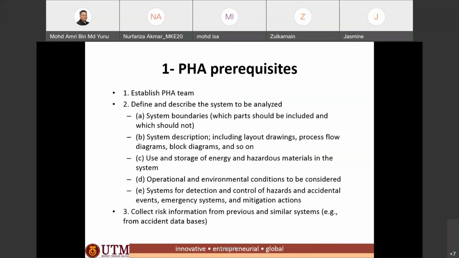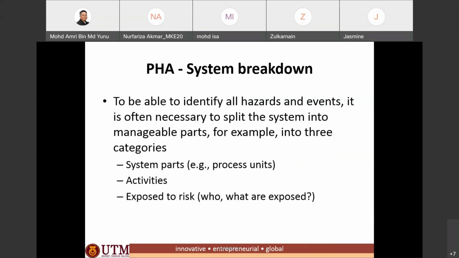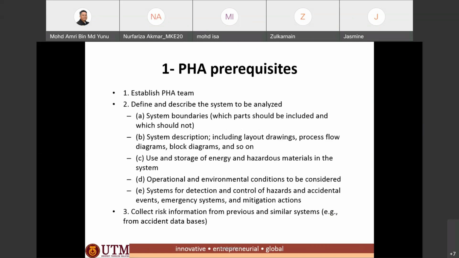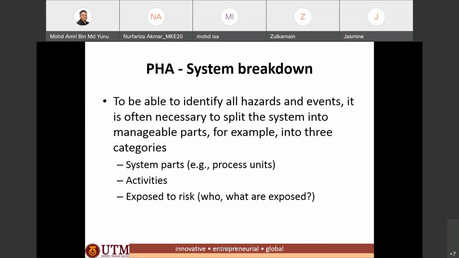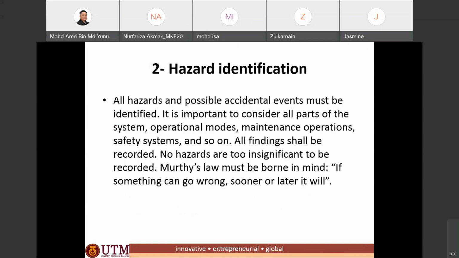Establish the team and define the system to be analyzed. This is the process engineer's task. And then, to evaluate, in the prerequisite also identify the system breakdown and hazards. So all hazards must be identified, across all the parts, the operation, the maintenance, the safety, and so on. So you have to identify them.